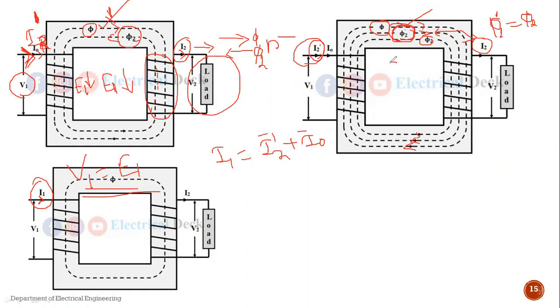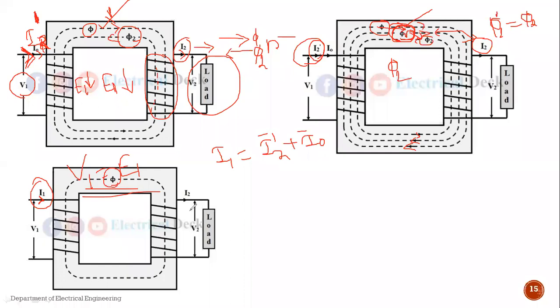Phi2 dash flux काय होईल? core मध्ये setup होईल. But this phi2 dash will be in the same direction as that of phi and opposite direction to that of phi2. So that means the phi2 dash will neutralize the magnetic effect of phi2. Phi2 dash काय करेल? phi2 चा जो magnetic effect होणार आहे किंवा फ्लक्स रिडक्शन होणार आहे ते न्यूट्रलाइज करेल. So only the flux phi will be set up in the transformer core.